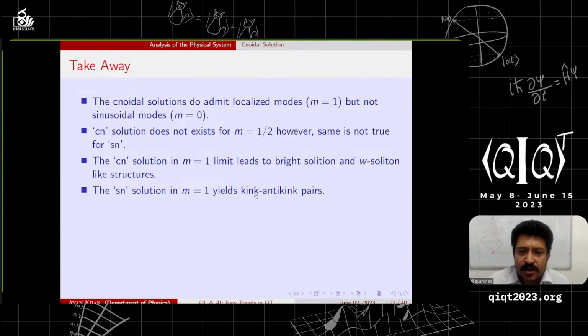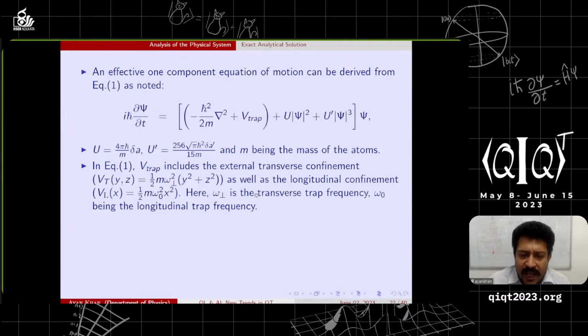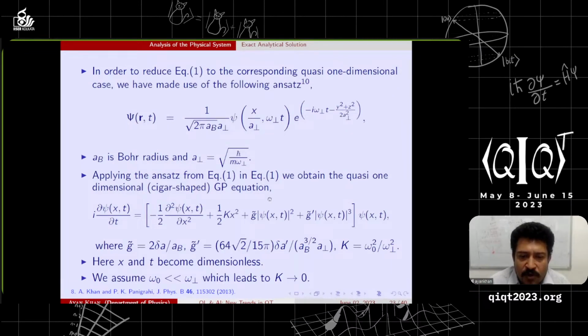So then we proceeded to the actual physical system to tackle. As I have said, these are three-dimensional equations, and with proper trap management we can reduce it to a quasi one-dimensional equation. So here with this ansatz, we can reduce to this type of quasi one-dimensional equation. Here, this is my trap term. This is my usual cubic nonlinearity, and this is my new quartic nonlinearity.